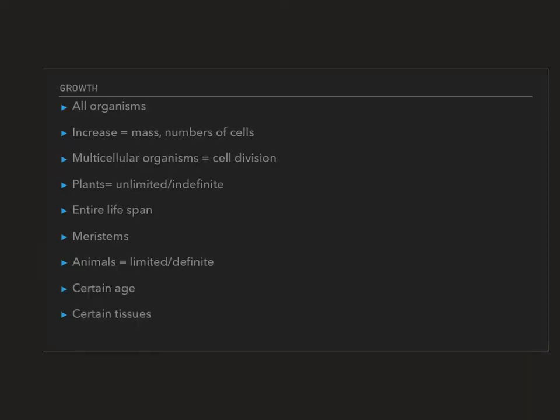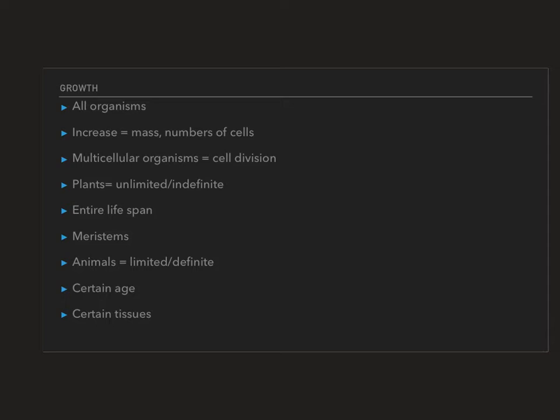Now we will discuss growth. All organisms show growth. Growth is an irreversible increase in mass and increase in number of cells. This is the definition of growth. Growth has twin characteristic features. One feature is increase in mass, another feature is increase in number of cells.